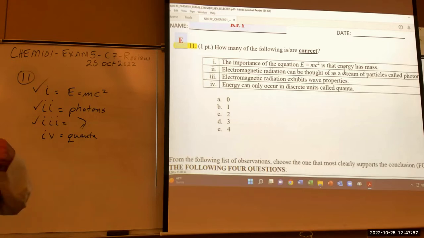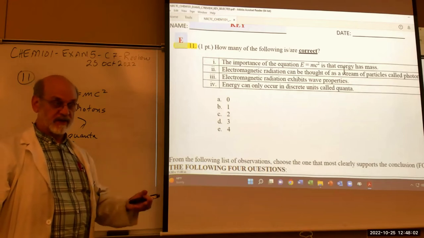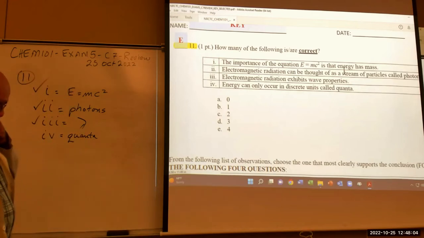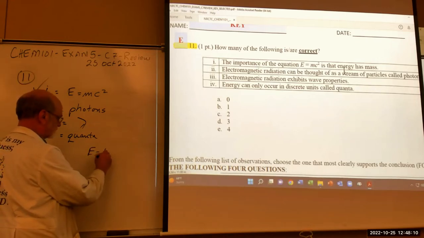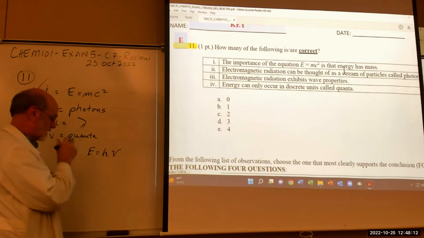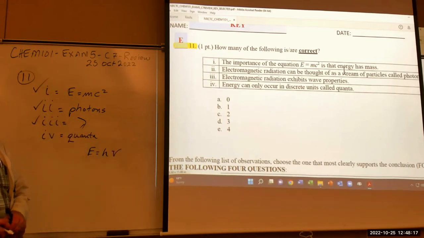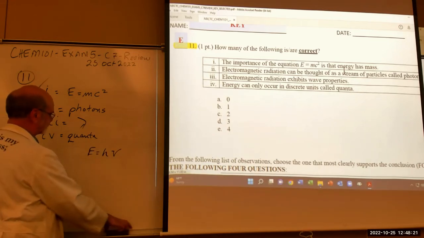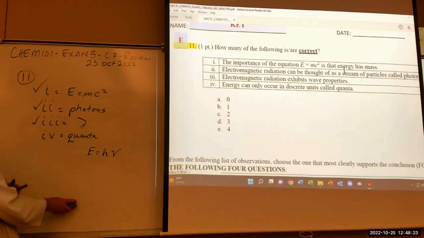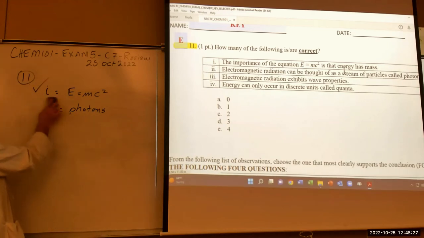Evidence of that, line spectra. Atomic spectra make only lines. This equation, Planck's equation, assumes quantization of energy. Right. That packet equals that much energy. Okay. So they're all true. E is the answer.